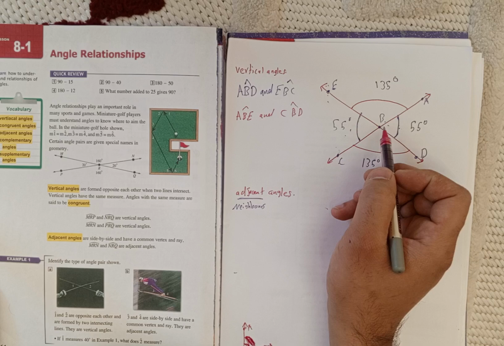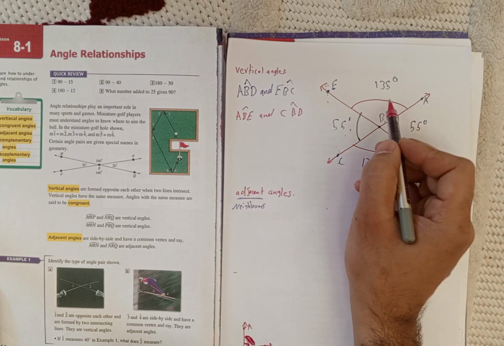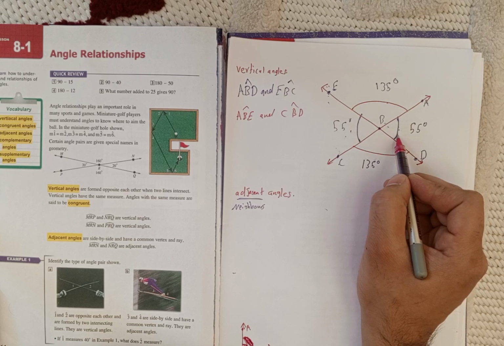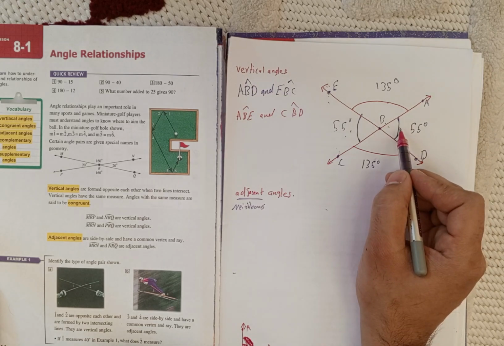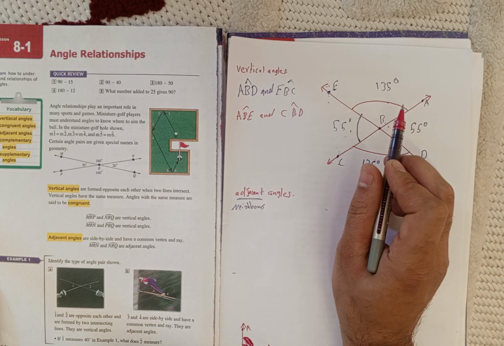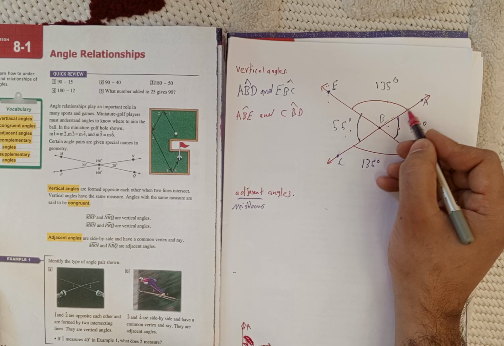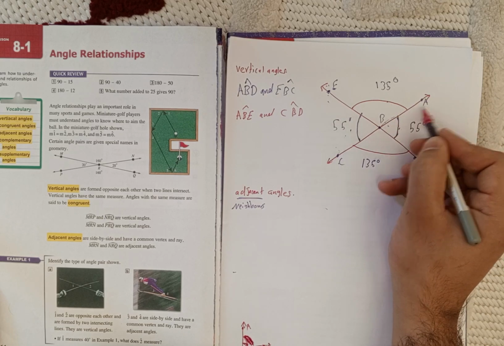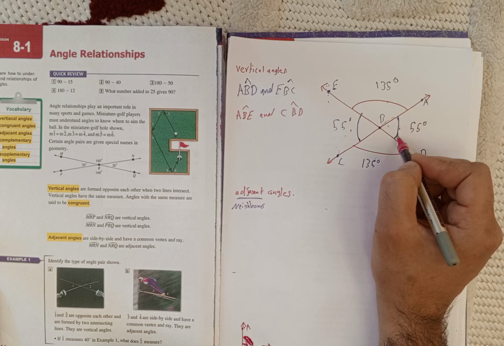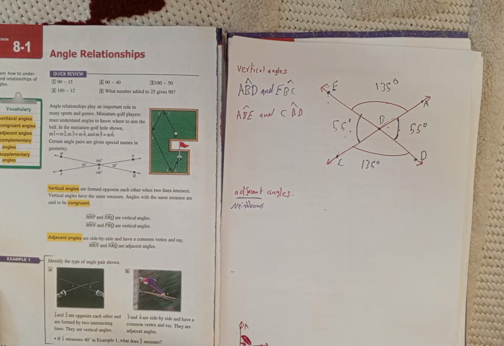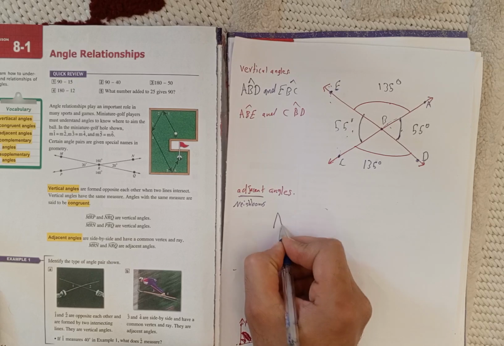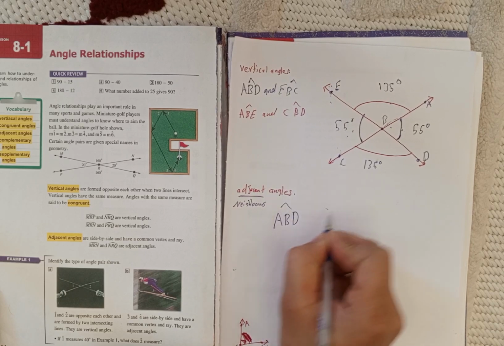Okay, so the two houses are next to each other. The red ones and the blue ones are next to each other. We can say this house is next to that one. Okay, look at this one. Imagine that this is a wall between these two houses. So how can we name this angle? By A, B, D.